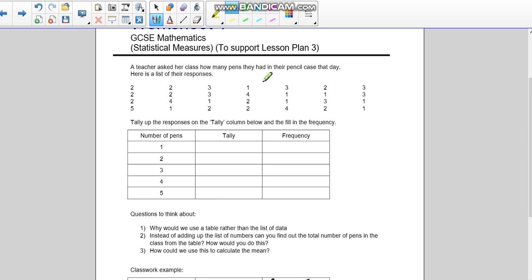So to start with, what I want you to do is to put this data in a tally table. So just to remind you, tally is when you've got sticks.